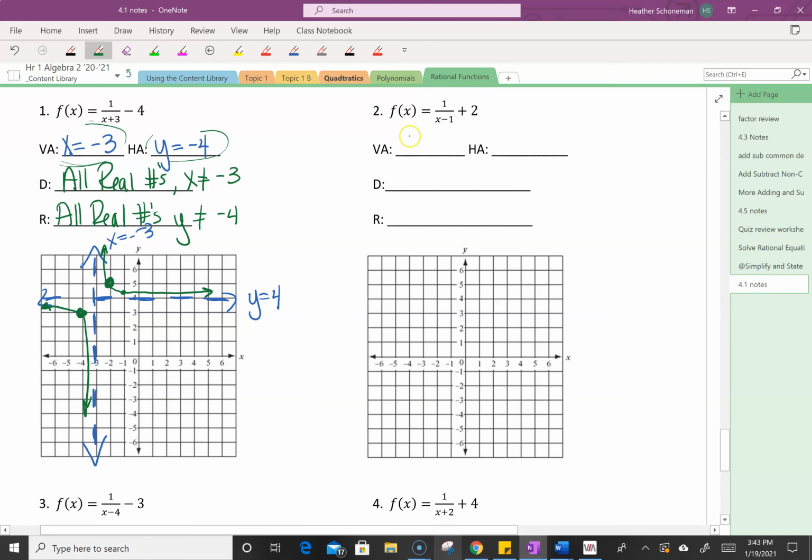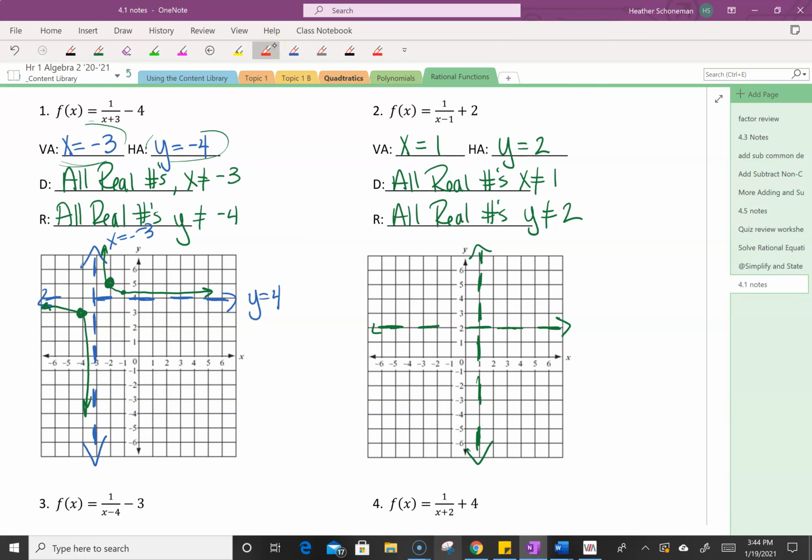On number 2, the vertical asymptote is x equals 1. The horizontal is y equals 2. So I'm going to graph a vertical line at x equals 1, and I'm going to graph a horizontal line at y equals 2. Those are my asymptotes, which means the graph can't touch those points. So that's why my domain is all real numbers, except x cannot equal whatever the asymptote is, because my graph can't touch it, so it can't equal 1. And my range is all real numbers, except y cannot equal what the asymptote is of 2.